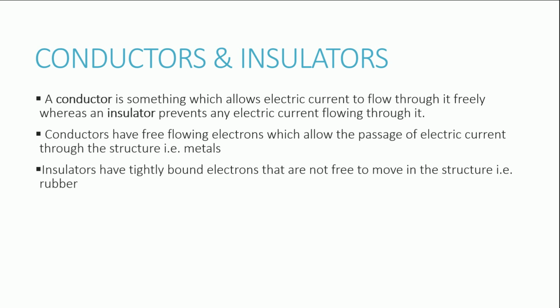Insulators, on the other hand, do not have any free electrons that are able to move throughout the structure. They're usually very tightly bound in the atoms of the insulator. Because they're not free to move, they do not allow the passage of electric current through the structure, and that is what gives it its insulating properties. For example, rubber is an example of a good insulator.